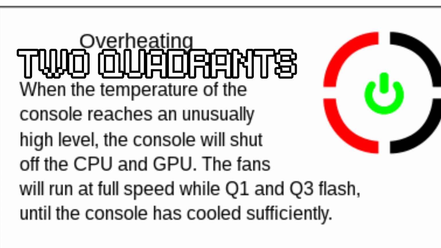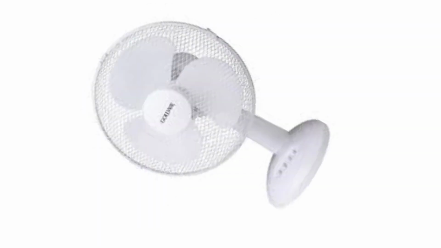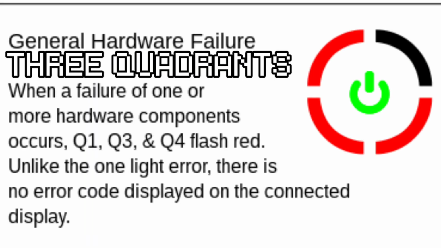Next, two quadrants. Quadrants 1 and 3 will light up, and this means the console has overheated. When this happens, the Xbox force shuts down the GPU and CPU, while the fans run at full speed for a few seconds. Next up, three quadrants, which is the most common one.